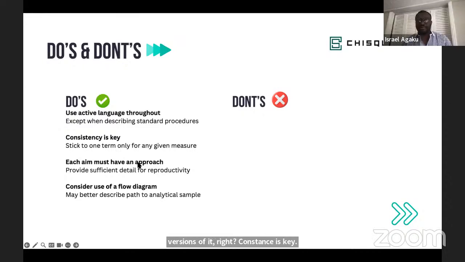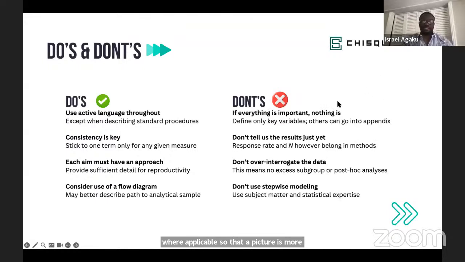Each aim must have an approach. If your study had one aim, there must be an approach for it. If you had two aims, it must be clear that there's an approach for each aim. And then you should consider using a flow diagram where applicable, because a picture is worth more than 1,000 words, they say. Now, some don'ts.